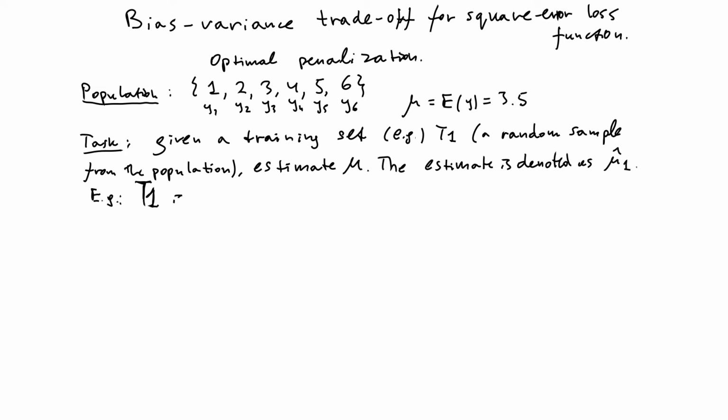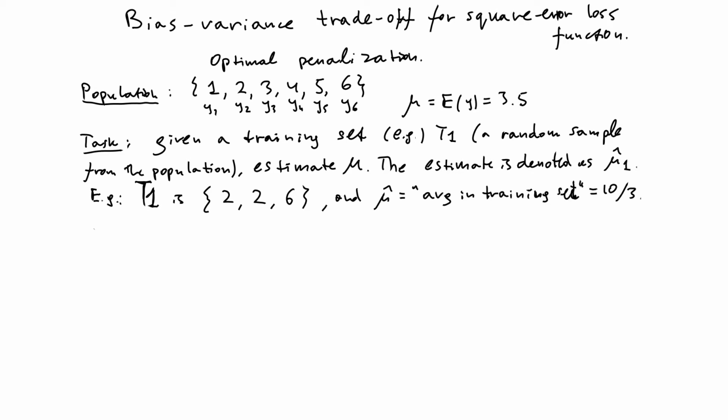And this is an unbiased estimator for mu, by the way. The average in the training set is unbiased. The question is, is this a good estimator, or can we find a better one? And it will turn out that with optimal penalization we can.